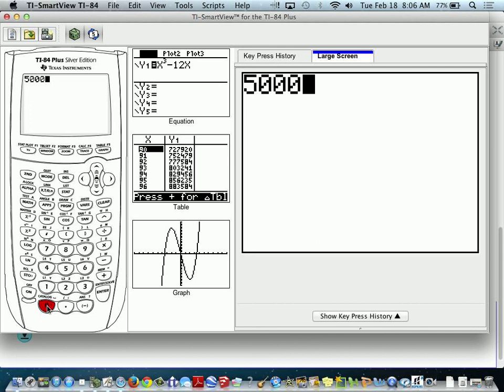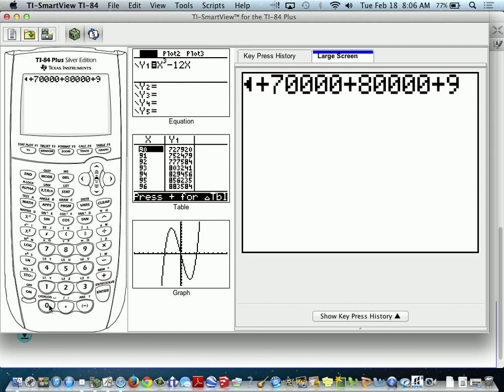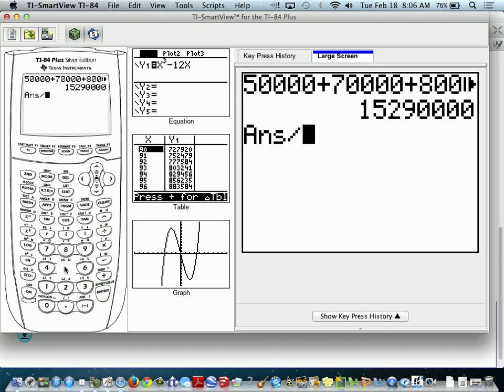50 plus 70 plus 80 plus 90 plus 15 million. Divide by 5. 3,058,000. That's the average salary of my neighborhood all of a sudden because Kevin Garnett lives there. I won't make 3 million in my career. Right? So see how that works?